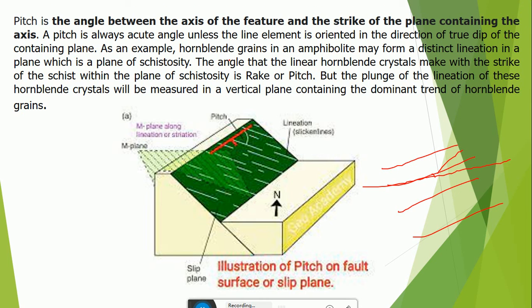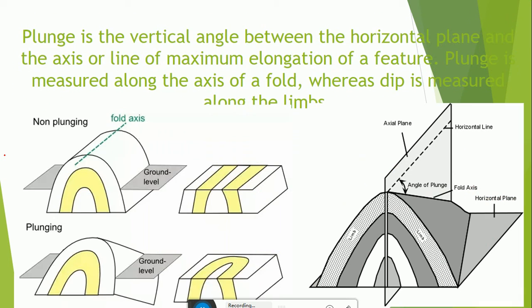The pitch is always an acute angle, which is the line element in the direction of the dip of the containing plane. As an example, hornblende grains may form a distinct lineation in a plane of schistosity. The angle that the linear hornblende crystals make with the strike of the schist within the plane of schistosity is a rake or pitch. Rake is generally used in faults and pitch in folds, but the lineation of these hornblende crystals will be measured in the vertical plane. Pitch can be in both horizontal and vertical planes, whereas the plane must be a vertical plane.